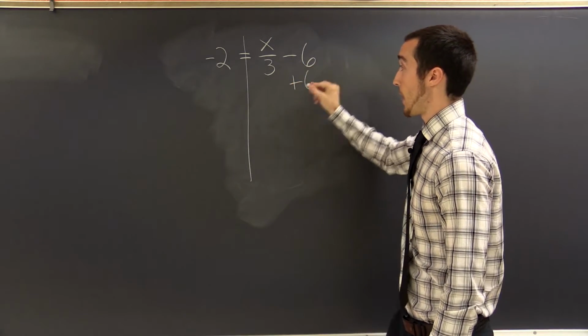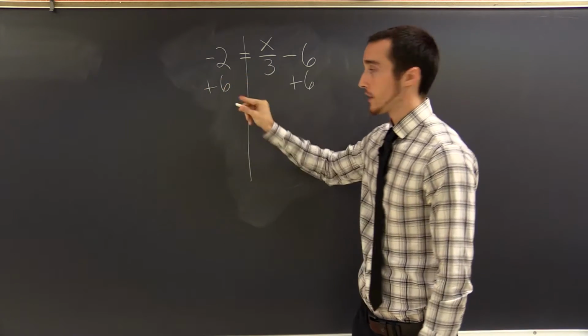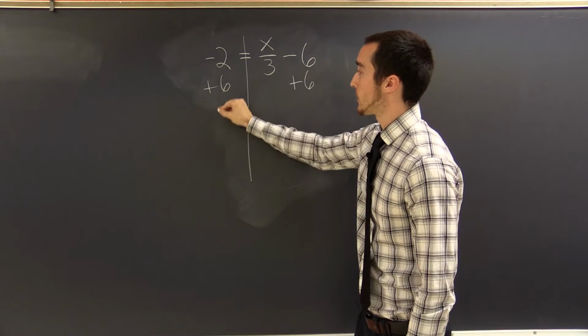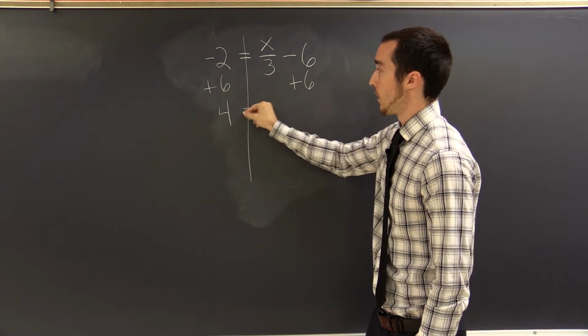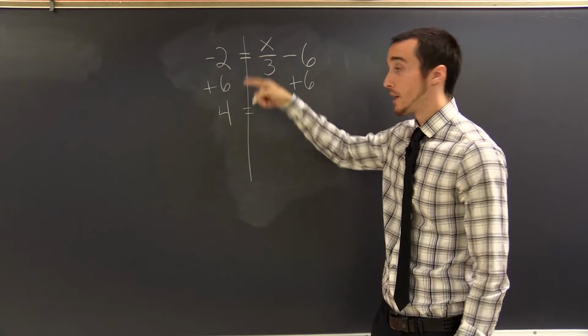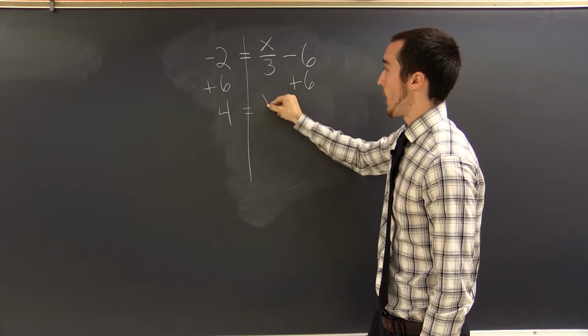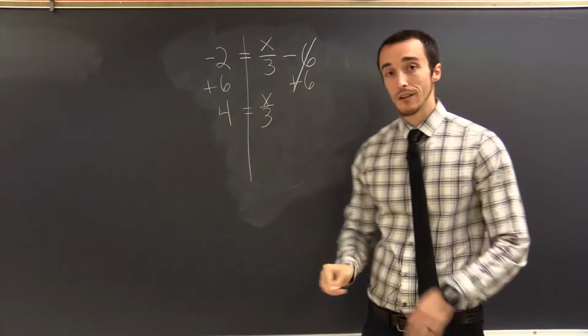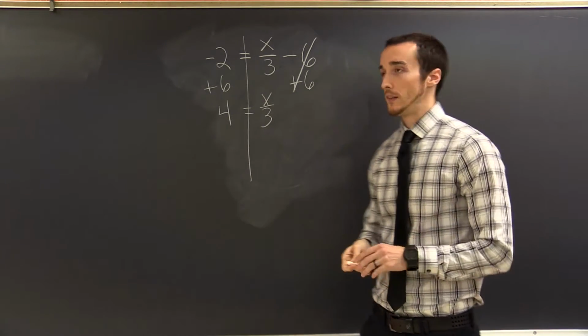The opposite of a minus 6 is a plus 6, and of course we have to do it on both sides. Negative 2 plus 6 is 4. Our equal sign is still right here in the river. And then we're going to drop down our x divided by 3. Keep in mind, these guys cancel out because negative 6 plus 6 is 0.